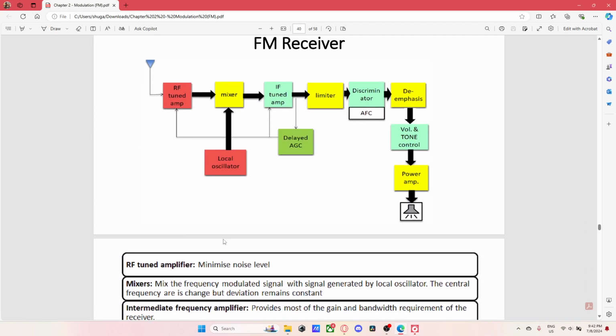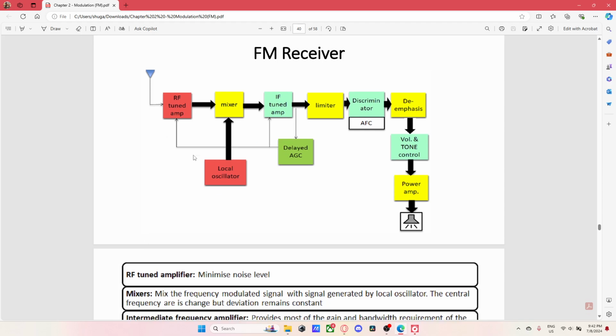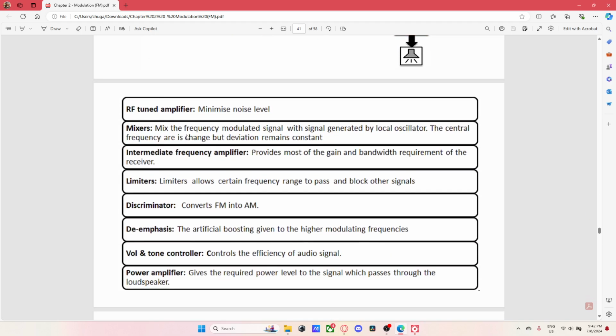So in your receiver, there are a lot more different parts: RF tuned amplifier, local oscillator, the mixer, IF tuned amplifier, delayed AGC, which is not that relevant, the limiter, discriminator, de-emphasis, volume and tone control, and power amplifier. The power amplifier is still the same as the previous one.